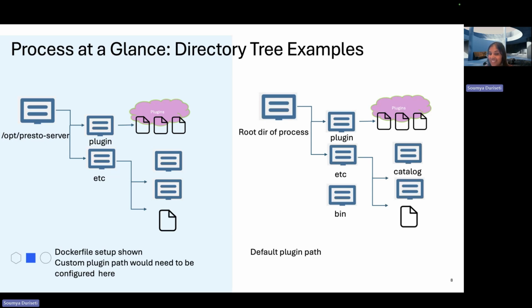Now, in this case, you can use the default plugin path, because if you do not show a custom one in the config.properties file, it is going to look in the root directory of the process for a plugin directory. So that's kind of two ways to visualize how this looks in real life examples of how we use Presto.